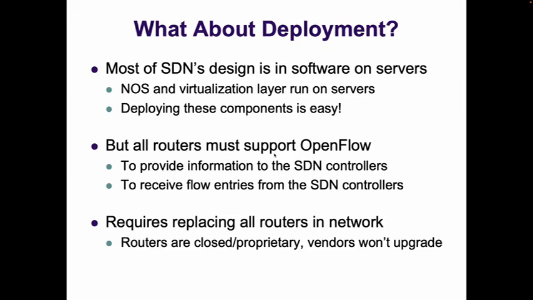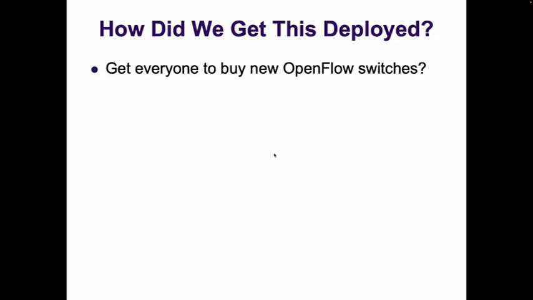Well, the router vendors are not going to upgrade their routers to support OpenFlow, and they're certainly not, in most cases like Berkeley, going to replace all their routers. So the question is, how do we get this deployed? Meaning, we're a startup, we were trying to bring SDN to market. How could we possibly convince people to upgrade the routers? So, how can we get this deployed?